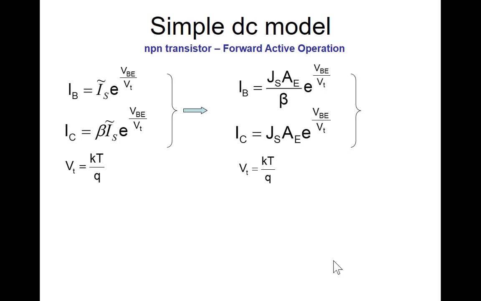So if I make that substitution, I can express the base current and the collector current this way. Now what have I done? I've moved the beta in these expressions from the collector current equation to the base current equation. What's the reason for doing that? It allows us to be compatible with the models other people have developed.